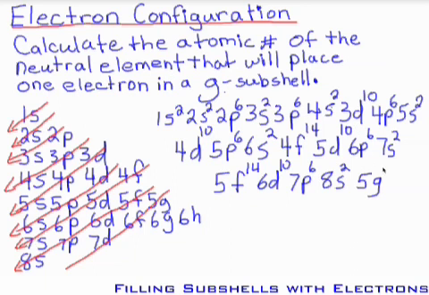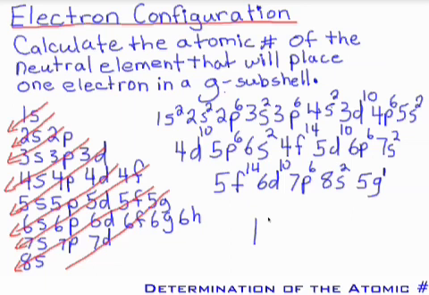the G subshell, so let's put 1 in our G. Now let's add this up. 2, 4, 10, 12, 18, 20, 30, 36, 38, 48, 54, 56, 60, 70, 80, 86, 88, 98, 102, 112, 118, 120, 121. The atomic number, well, hold on, this is electrons.